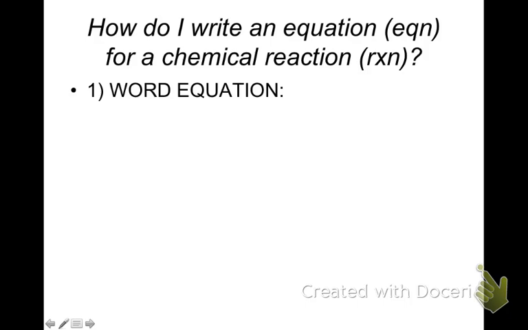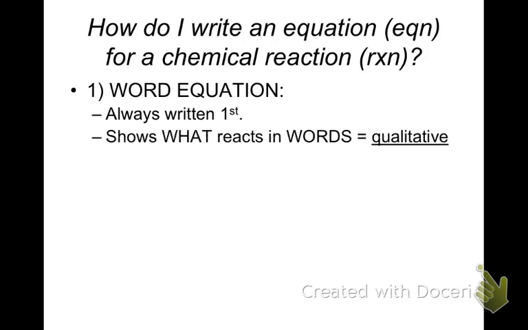You have what's called a word equation. A word equation is always written first. It shows what reacts in words. So those reactants and those products are written out in words, which means it's very qualitative. You don't have any numbers, so it's a bit more general.